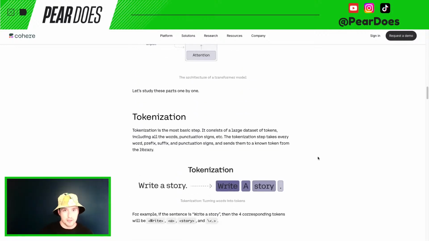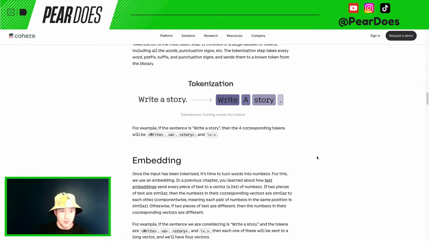Tokenization is the most basic step, as we said. It consists of a large data set of tokens, including all the words, punctuation, signs, everything in the sentence is tokenized. The tokenization step takes every word, prefix, suffix, and sends them down to a known token from the library. Again, in storage, the library is simply whatever's in storage, everything that this model has been trained on and seen before. So if you prompt it, write a story, the four corresponding tokens are write, a, story, and the period. And then it'll begin to do embedding.